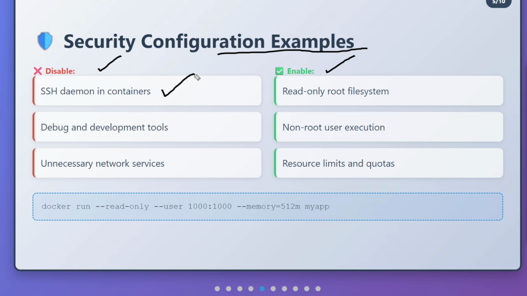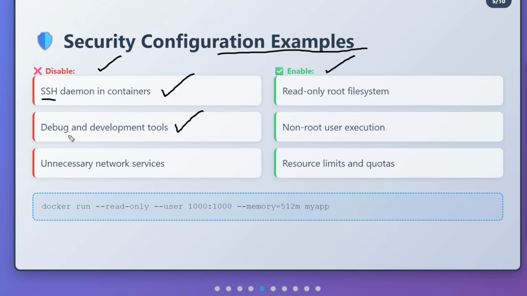We can use Docker exec if needed whenever we want to run a remote shell, and leaving SSH open is a huge security risk. So that is the reason we need to disable the SSH daemon in containers. Next, debug and development tools. Make sure to disable these tools like curl, wget, vim, or any compilers that should not be needed or required in your production containers.